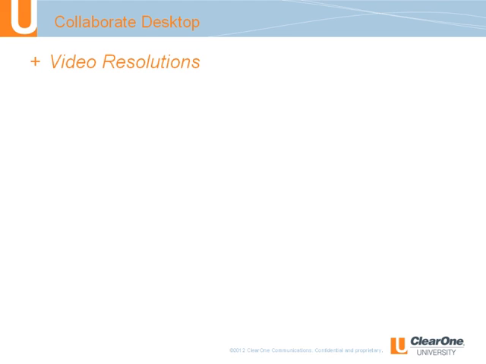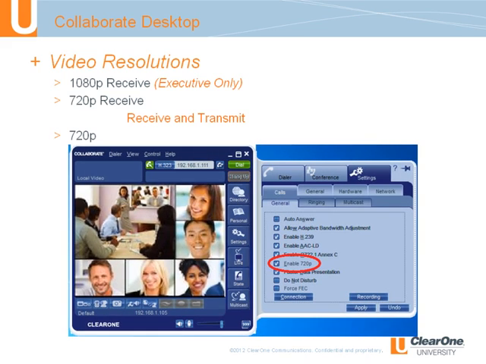The Collaborate Desktop has many available video resolutions, which are dependent on the bandwidth you have available on your network. The executive version can receive up to 1080p and the basic version can receive up to 720p. Both versions can transmit up to 720p, as long as it is enabled in the settings page of the software.